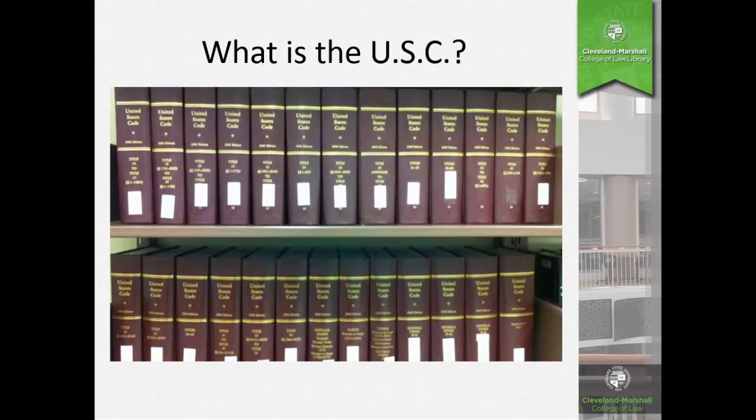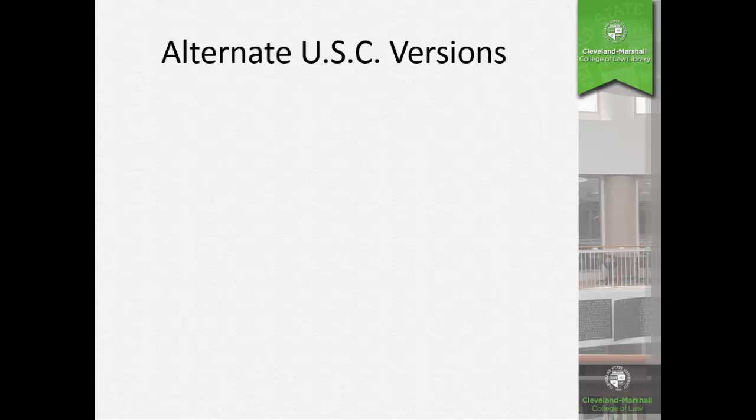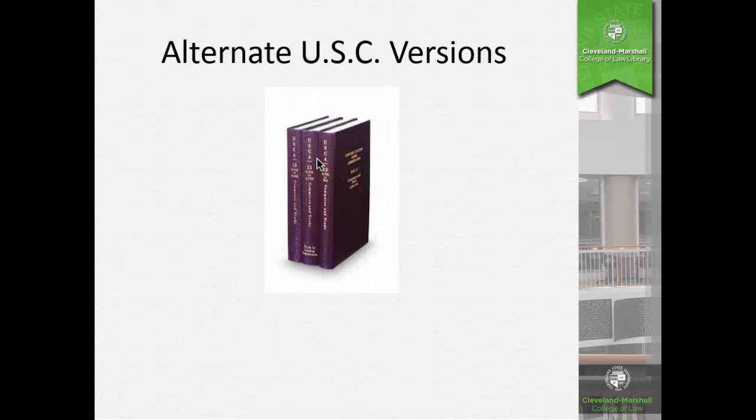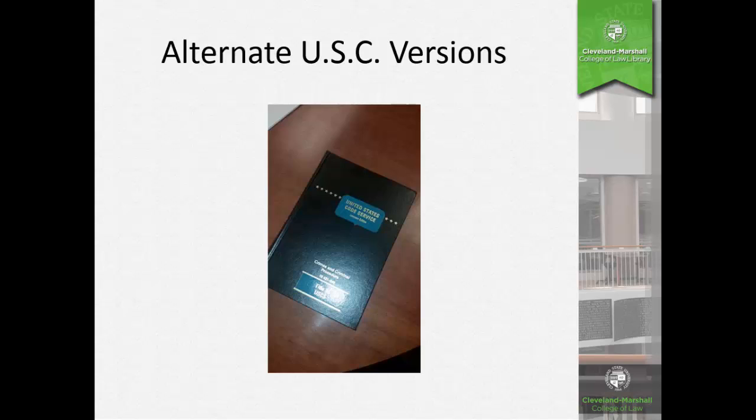Unfortunately, the Government Publishing Office has a long history of slow publication of the United States Code, and print updates are often unavailable in the library long after the law has been changed. Proprietary versions of the United States Code alleviate the publication delays. This is the United States Code Annotated, published by West and available electronically on Westlaw Next. And this is the United States Code Service, published by Lexis and available on Lexis Advance.